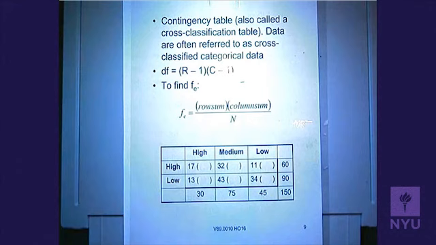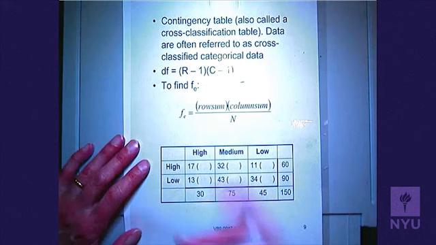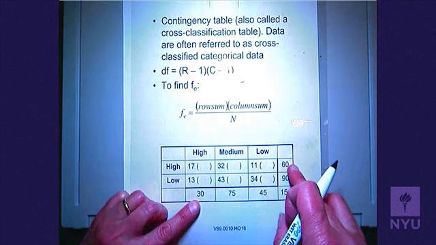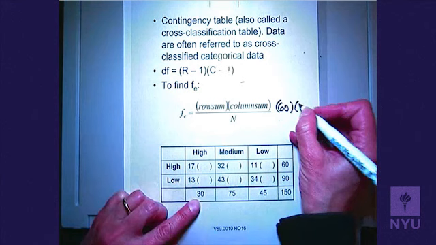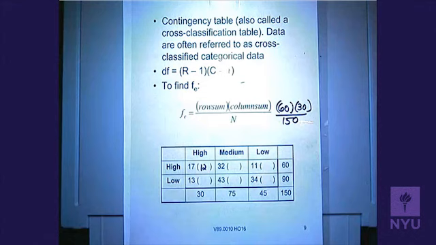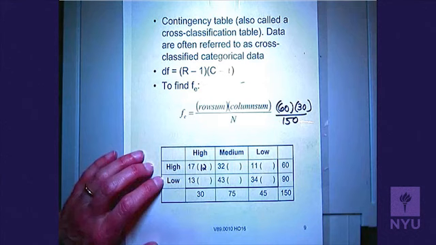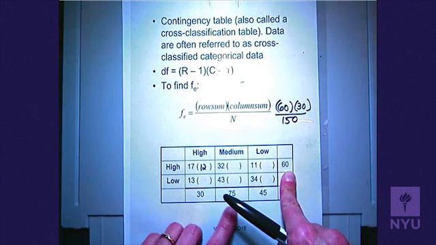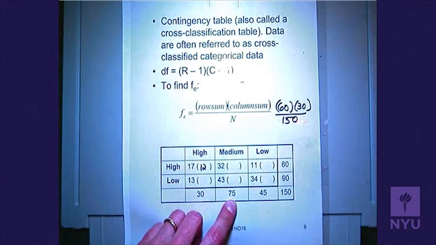So for example, if I start here, this is my row sum, this is my column sum, so I do 60 times 30 divided by 150, which equals 12. I'm just going to put them in parentheses. Sometimes it's easier to do this because you need to be able to subtract your expected from your observed, so we put them all in the table like this. Let's do another one. Let's say medium. That's the row sum, and that's the column sum. So I do 60 times 75 divided by 150, and that gives me 30.